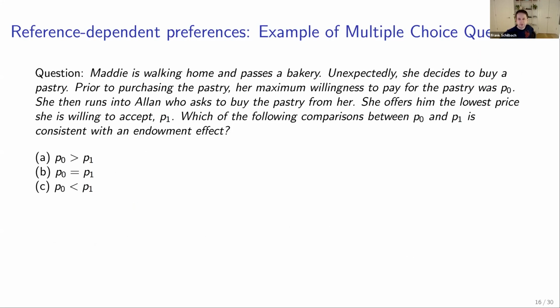Second question. Maddie is walking home and passes a bakery. Unexpectedly, she decides to buy a pastry. For example, she looks at the pastry and it looks really nice. Prior to purchasing the pastry, her maximum willingness to pay for the pastry was P0. Then she runs into Alan, our previous excellent TA, who asks to buy the pastry from her. She offers him the lowest price she's willing to accept, P1. Which of the following comparisons between P0 and P1 is consistent with an endowment effect? P0 larger than P1, P0 equals P1, or P0 smaller than P1?